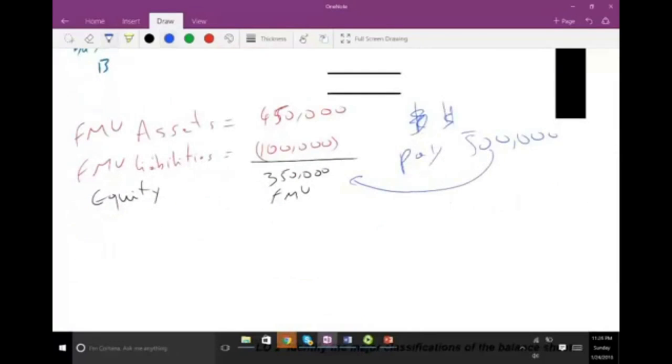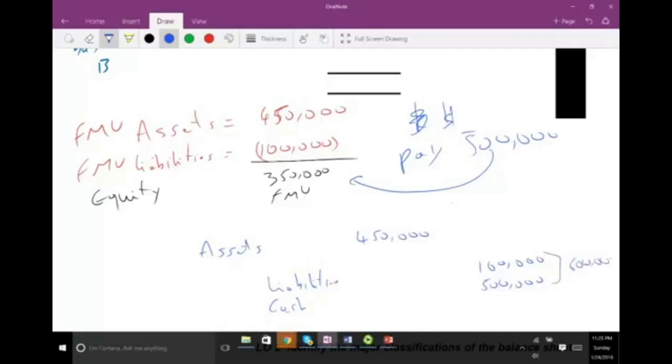When they journalize the entry, they will debit the assets that they purchased. They bought $450,000 worth of assets. They will credit their liabilities because they added $100,000 of liabilities when they bought this company. They will credit cash because they paid $500,000. Now what's left is $150,000, because the credits total $600,000 and the debit is only $450,000. The difference between the two is called goodwill.